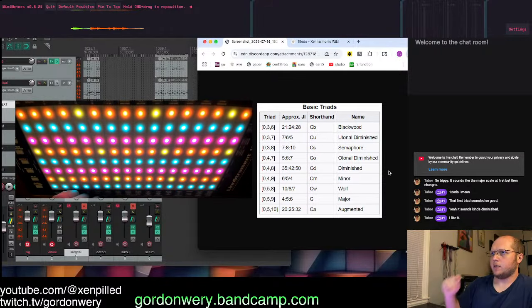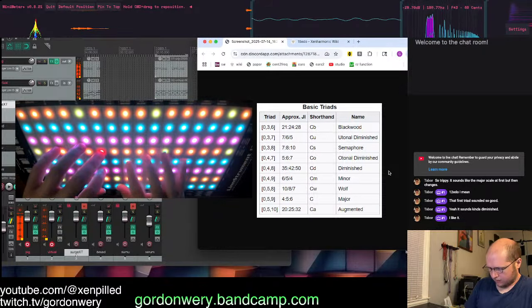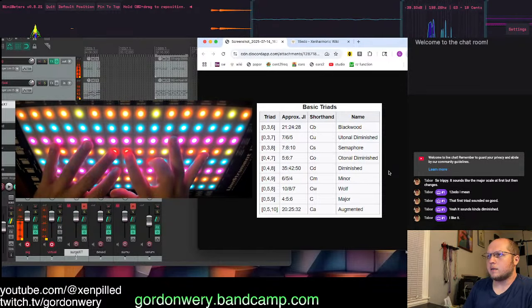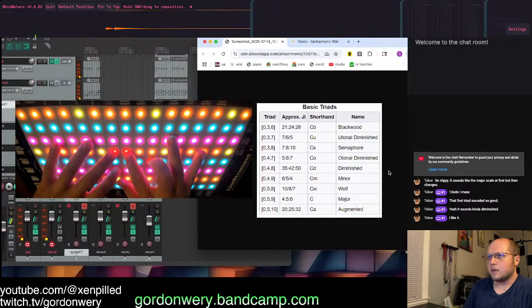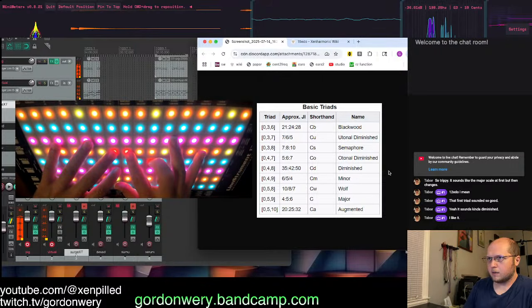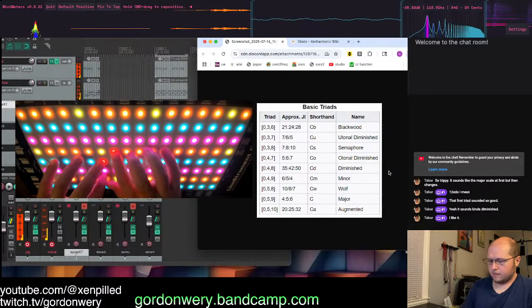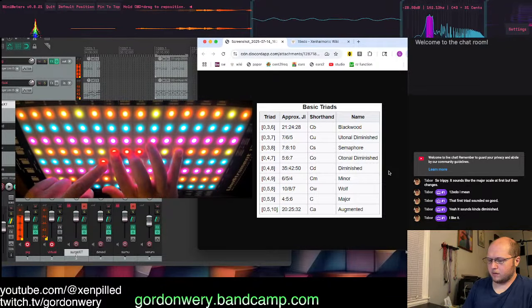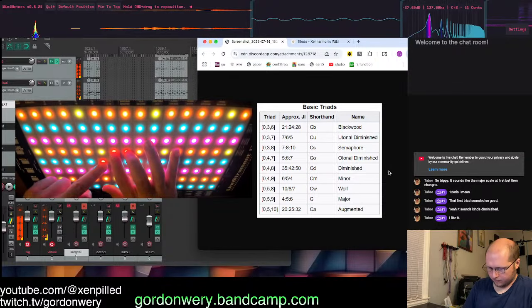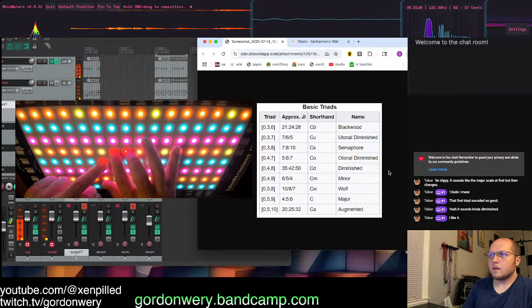And in Fitzgerald's naming scheme, this one would be, it's kind of like the Orwell minor in 22. This would be 3 and 8. He calls that semaphore. And this one would be 4 and 7. So that'd be O-tonal diminished.